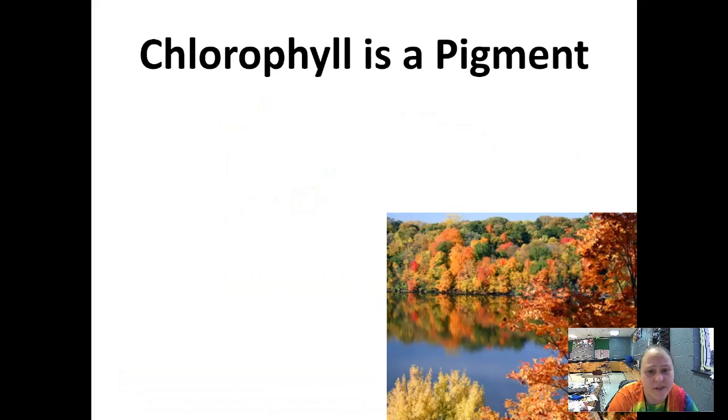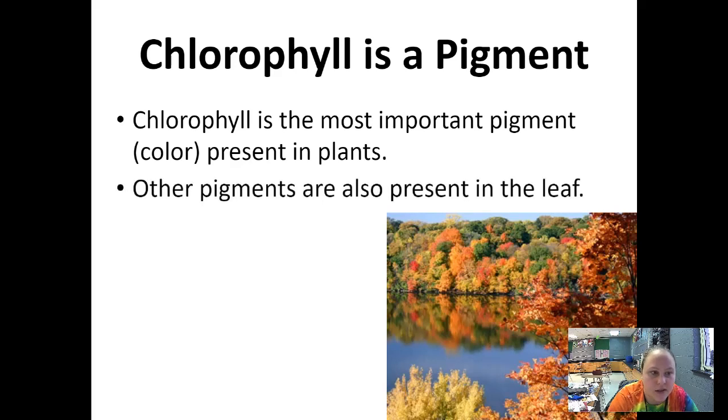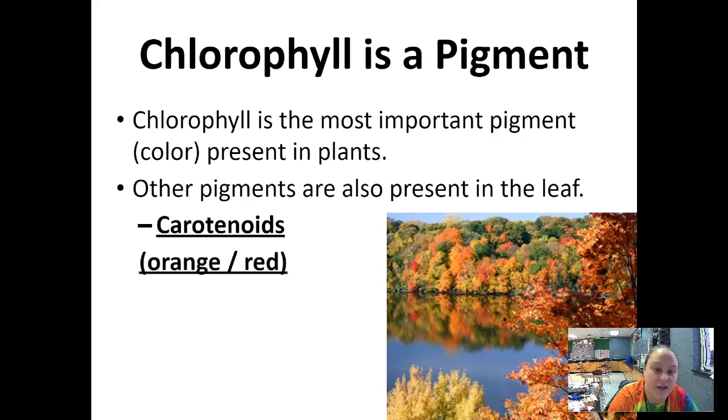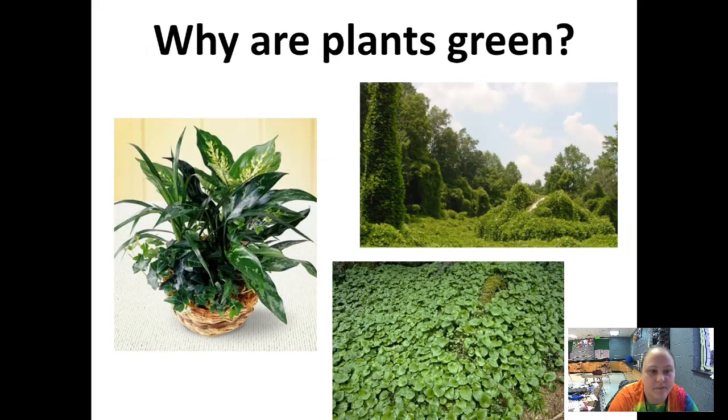Now, chlorophyll is a pigment, and it's the most important pigment present in plants. From spring to the start of fall, our plants are mainly green. Other pigments are also present in the leaf. We know that the leaves change colors. And we have carotenoids, which are the orange and red colors, and xanthophylls, which are the yellow and brown.